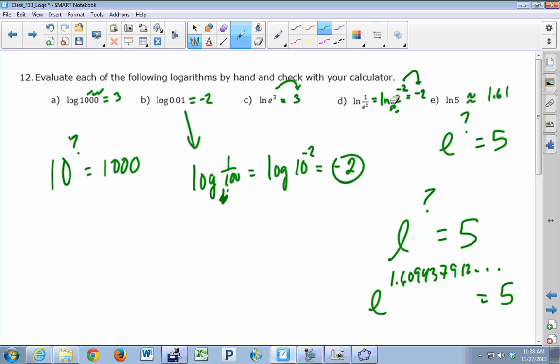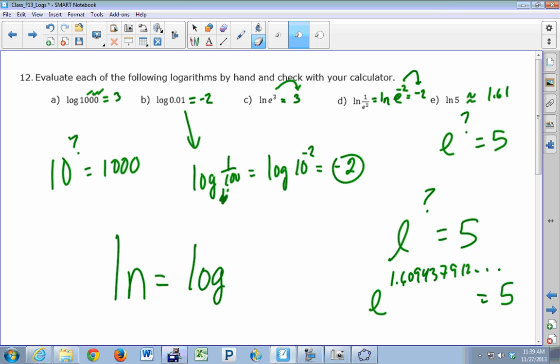You don't even write it in, Shane, because when you write this, it's understood to mean this, log base e. So when you write ln, think of natural log. Natural exponential is when you have e as your base, so it's log base e.